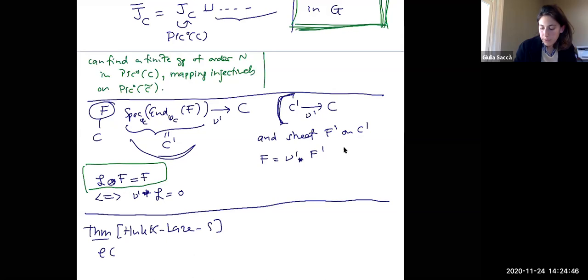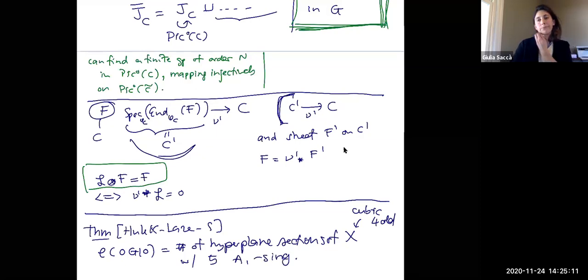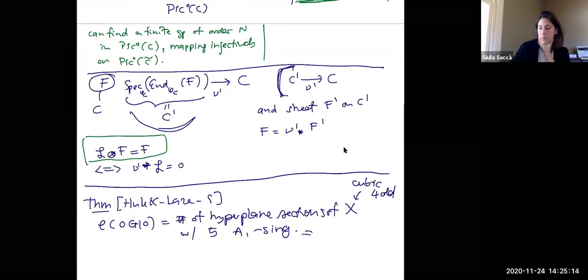The Euler number of OG10 is equal to the number of hyperplane sections of a general cubic fourfold that have 5 A1 singularities. And this has been computed; it is this number here. And we were not the first people to find the Euler number. This is in fact in the thesis of Mozgovoy.